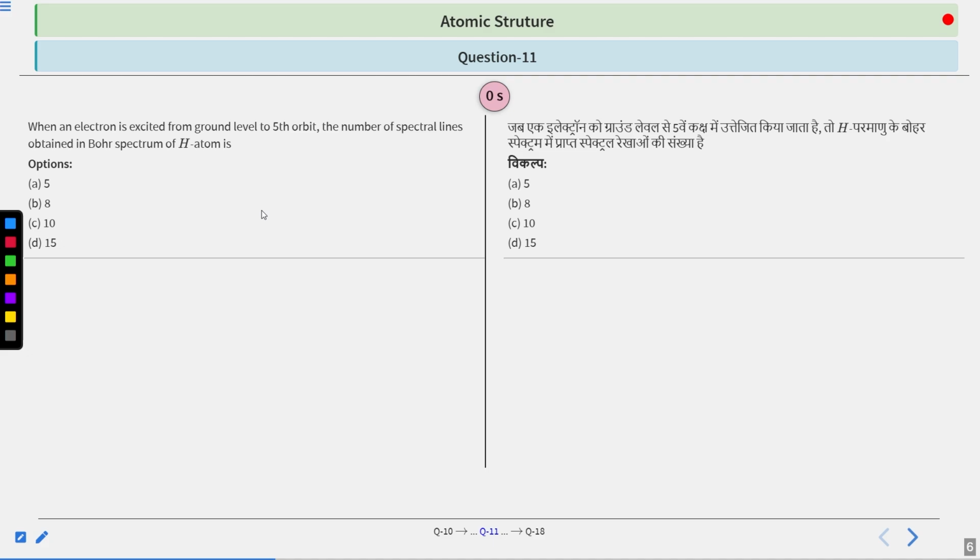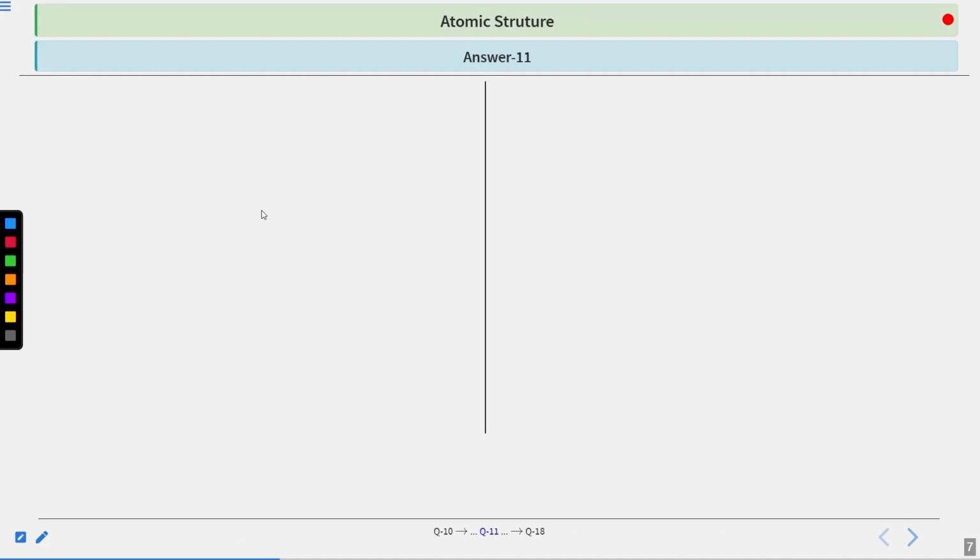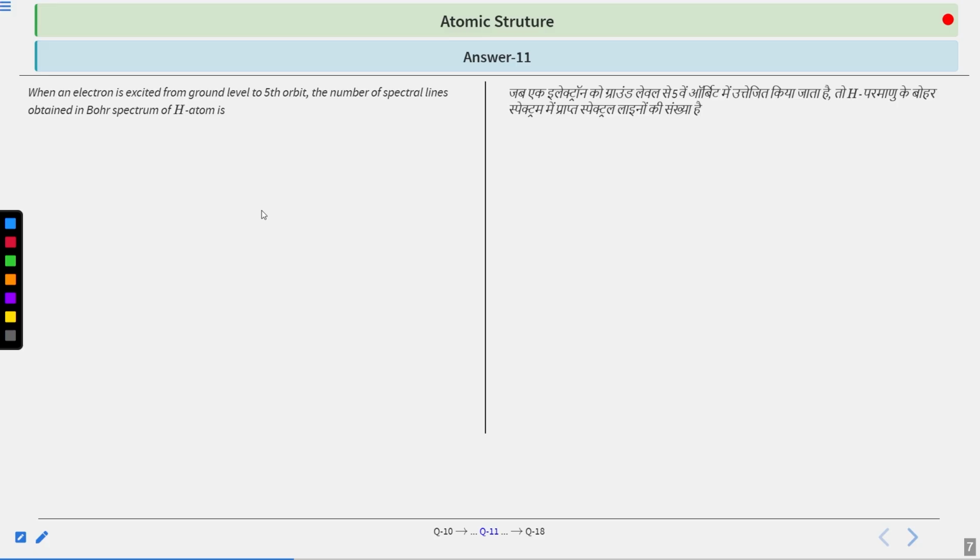Okay. Now let us try to solve this question. First of all, what is the question that is being asked? The question is saying that we have excited an electron from ground level to the fifth orbit. Now the number of spectral lines in Bohr spectrum of hydrogen atom is, means the electron has now been excited to fifth orbit. Now it will come back to the ground state. Now there are various ways to do so, right?